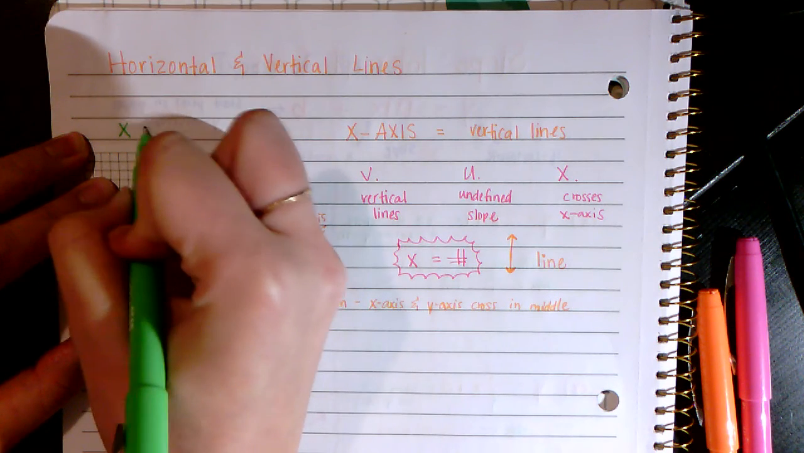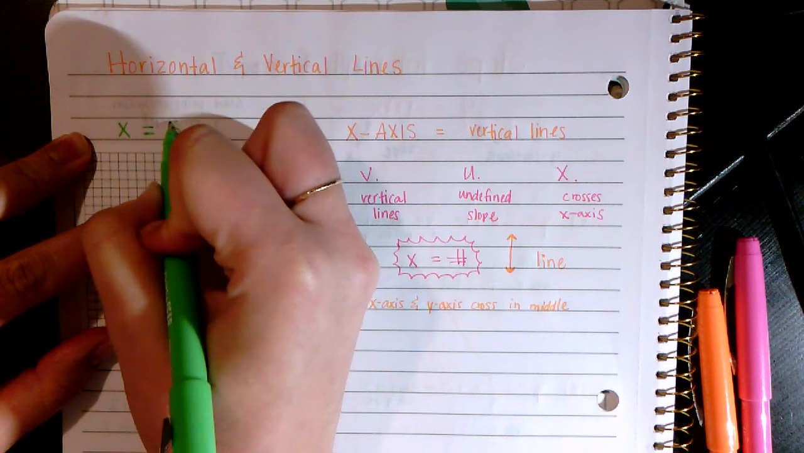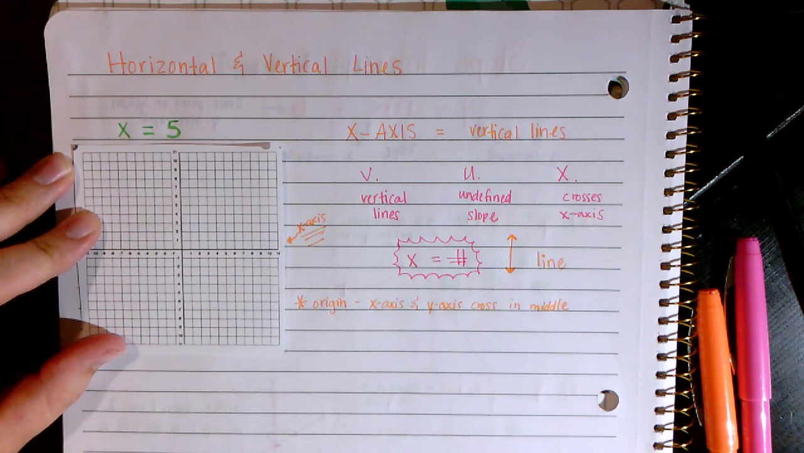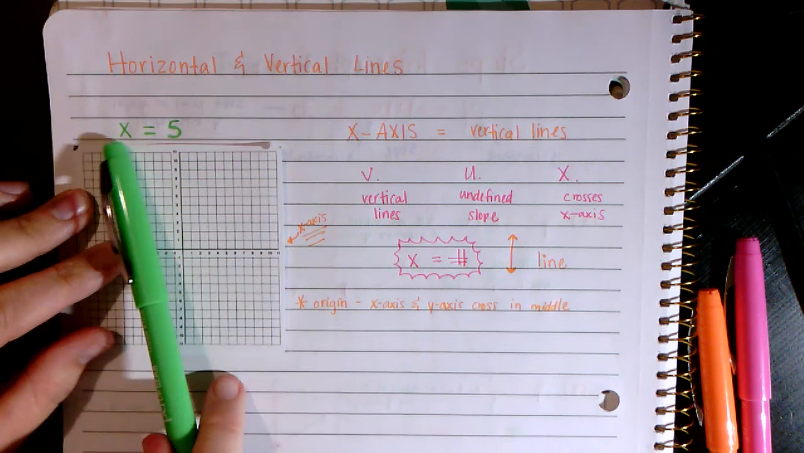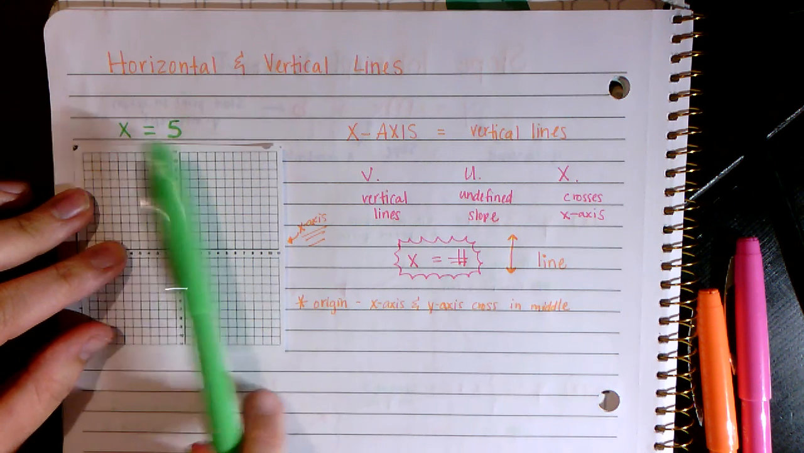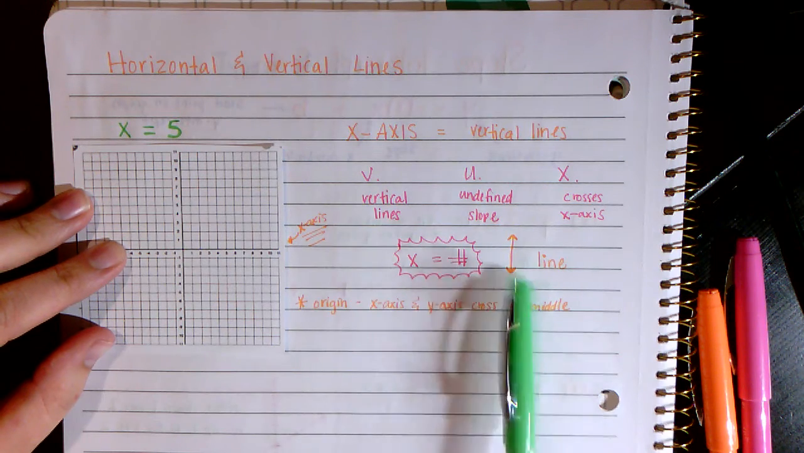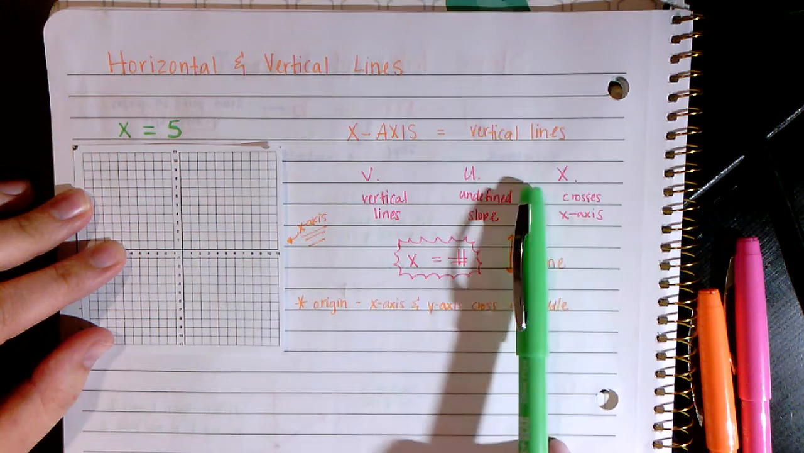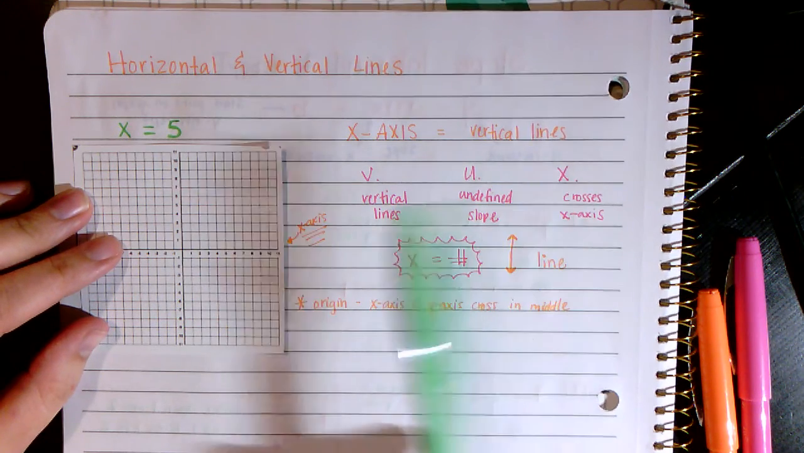x equals 5. Okay, if I say graph x equals 5, the first thing you should do is look at this and say, okay, there's an x, and it's set equal to just a single number, which means it's a straight line. When x is set equal to a number, it is a straight line. And VUX has the x in it, and V stands for vertical. So if I'm dealing with anything that's an x value, it's a vertical line.